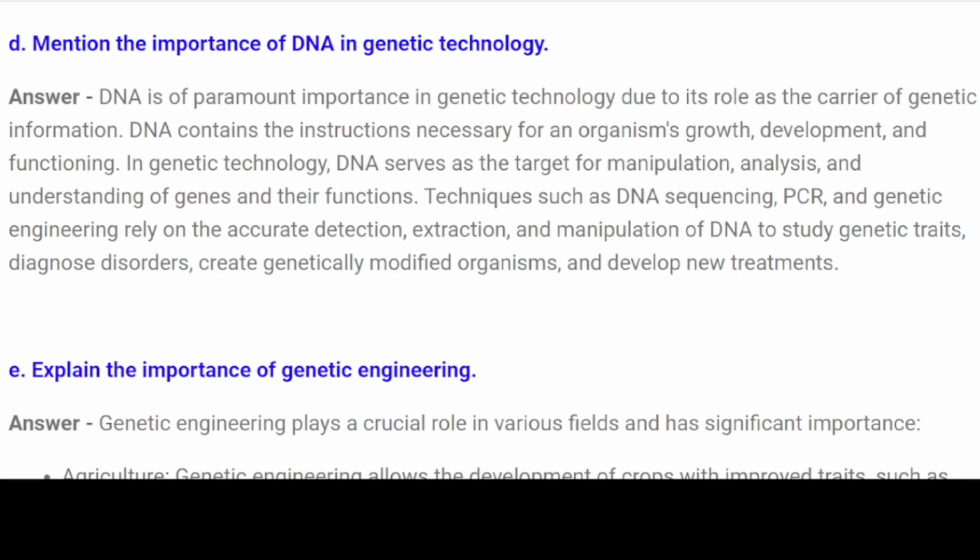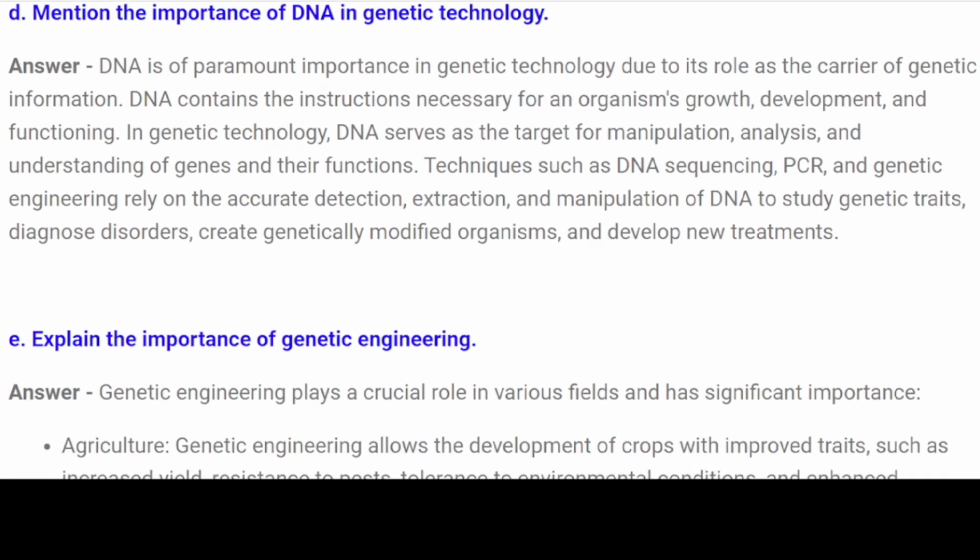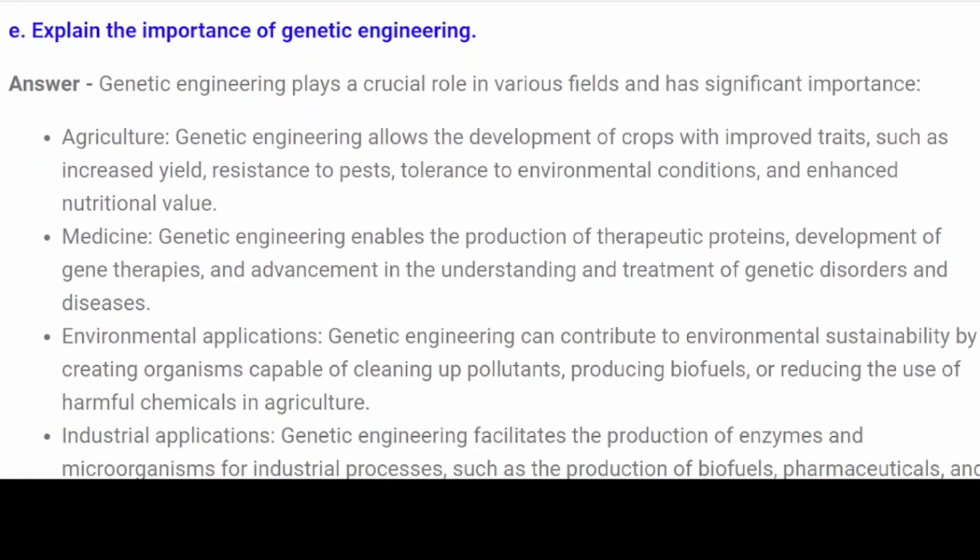Techniques such as DNA sequencing, PCR, and genetic engineering rely on the accurate detection, extraction, and manipulation of DNA to study genetic traits, diagnose disorders, create genetically modified organisms, and develop new treatments. E. Explain the importance of genetic engineering. Answer: Genetic engineering plays a crucial role in various fields and has significant importance.